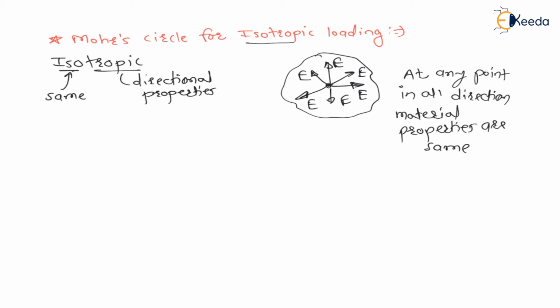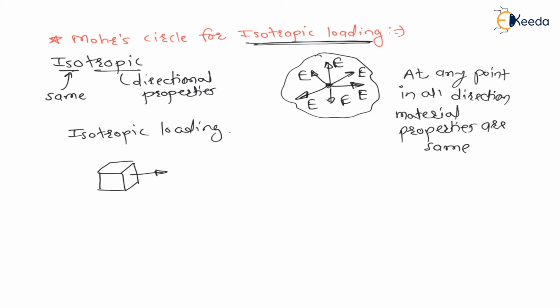But here we have to see isotropic loading. Now this is an isotropic material. Now what is the meaning of isotropic loading? Isotropic loading means at a point, if it is a three-dimensional element, for this very small three-dimensional element, in all directions the loading is the same.